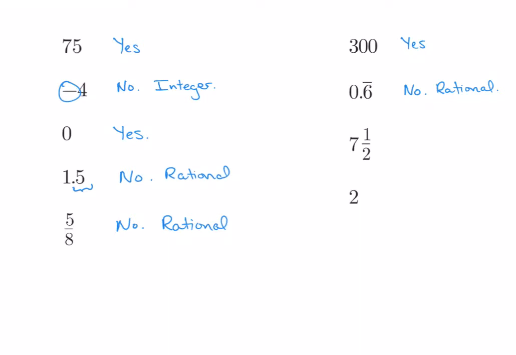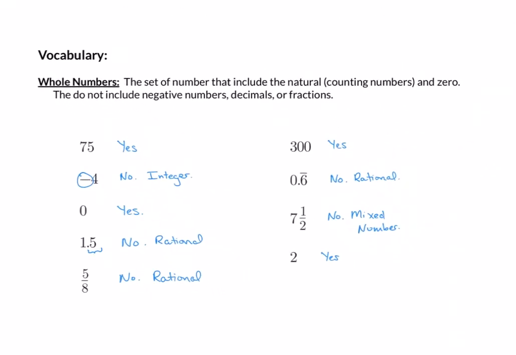7.5, is this a whole number? The answer is no. This is a rational number, but another thing that we refer to it as is it is a mixed number. We'll be studying these later this semester as well. 2, is it a whole number? Yes, it is. And so now hopefully you have a better understanding of what whole numbers look like.